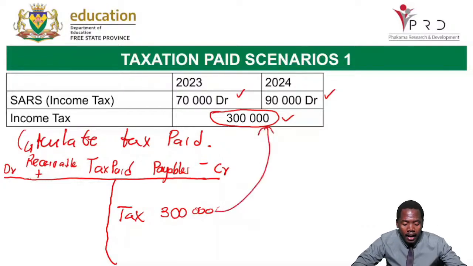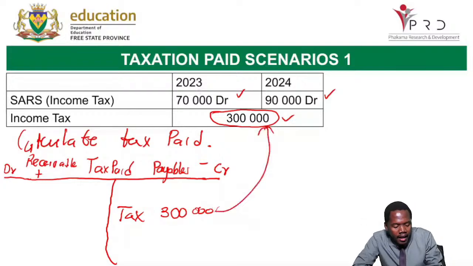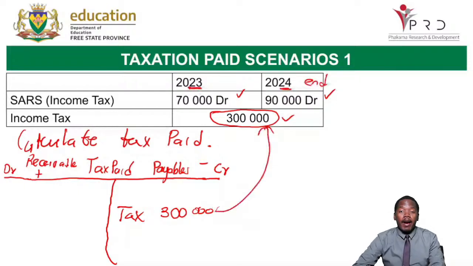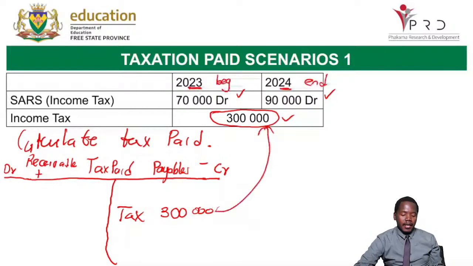Number two now, I need to go to my table and check which one is my balance at the beginning, which one is my balance at the end. I have 2 years. I have 2023. I have 2024. Now, 2024, we all agree it's our balance at the end. 2023, it's our balance at the beginning.